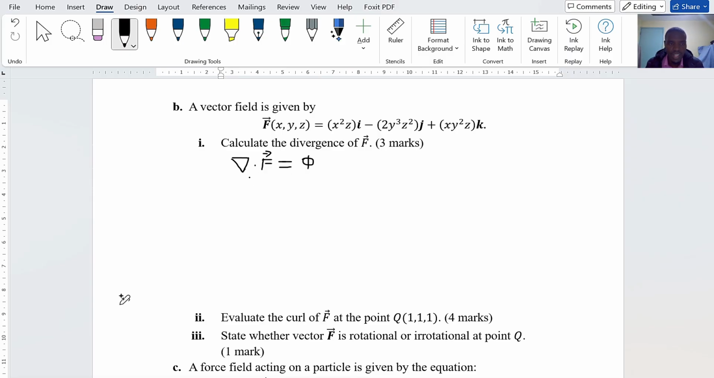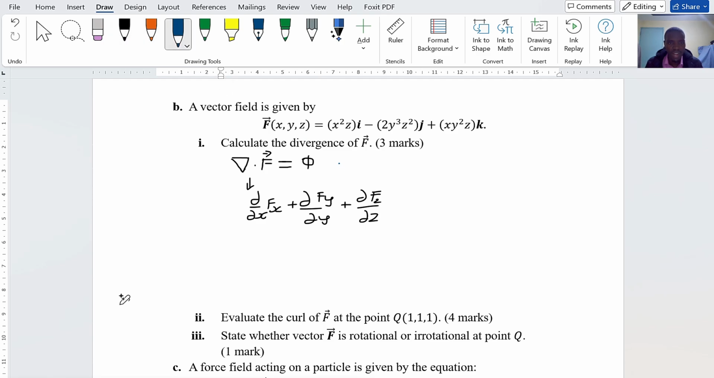So how do we define this? This is defined by dfx over dx plus dfy over dy plus dfz over dz. So that is how we define the divergence. The divergence operates on the vector field to give us a scalar, and this is given by dfx/dx plus dfy/dy plus dfz/dz.